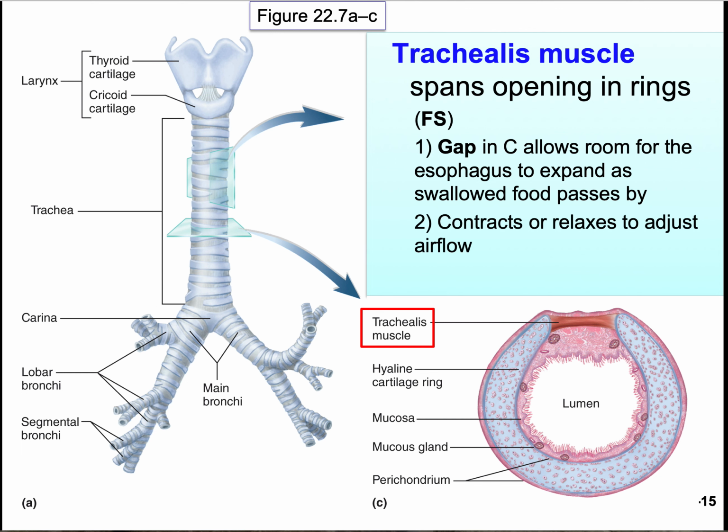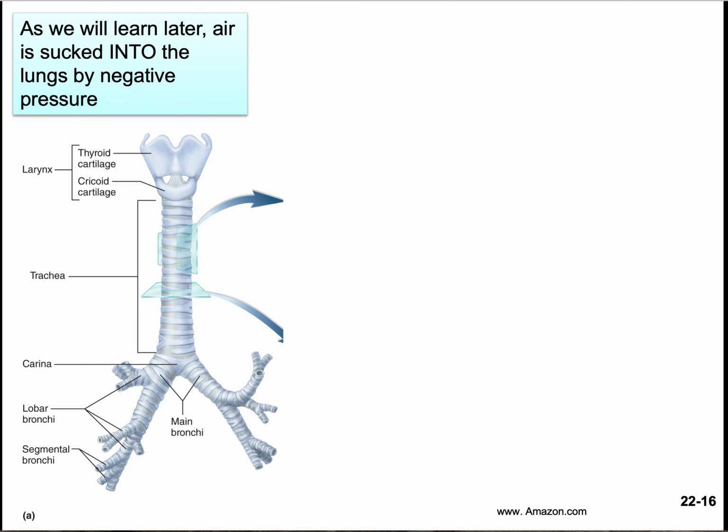But function 2 is, by having a sort of flexible C shape right here with a muscle, a contracting muscle, what would happen? What would happen if this trachealis muscle is contracting? And the answer is the lumen of the trachea would get smaller. Okay, so the trachealis muscle relaxed is the largest diameter, contracted narrows it.